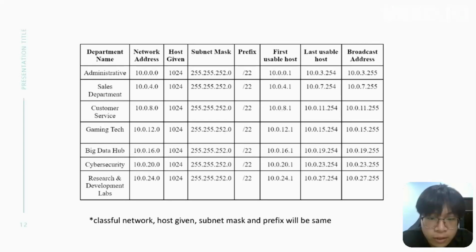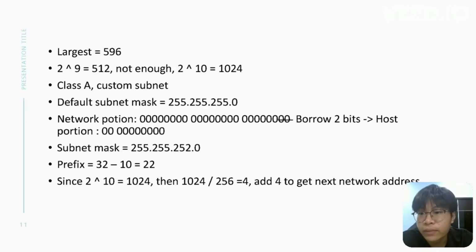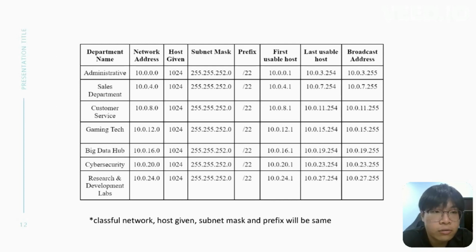So we are doing class 2 network, so the host given and the subnet mask and the prefix will be the same. So for the last point, since 2 to the power of 10 is 1024, then 1024 divided by 256 is 4. So we can add 4 to get the new network address. We all know that the first address and the last address are the network address and broadcast address.